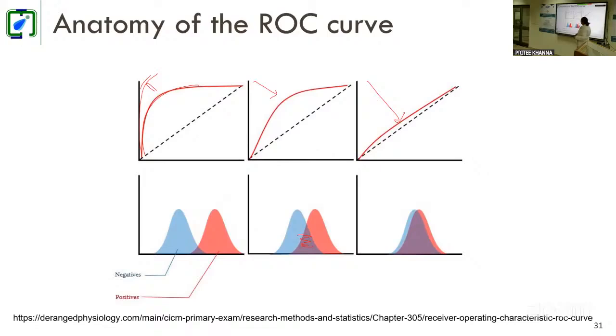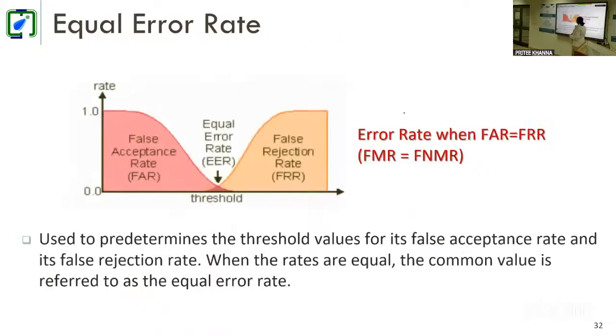Then I showed you their equal error rate. The equal error rate is the point where your FAR and FRR are both the same. In general, if you have to choose just one parameter, we want EER to be as small as possible, because at the EER, FAR and FRR are the same. So when I say that my EER is 0.05, it means that both FAR and FRR are 0.05.